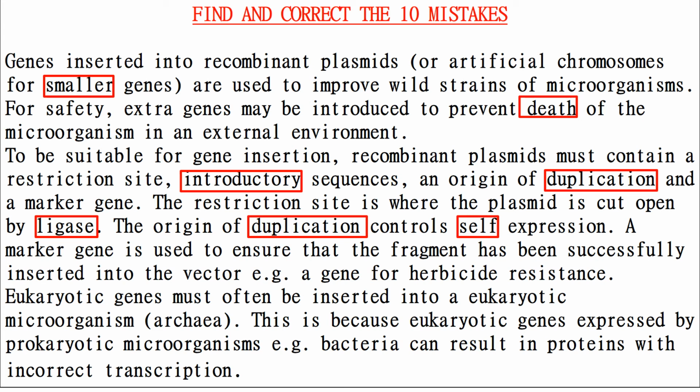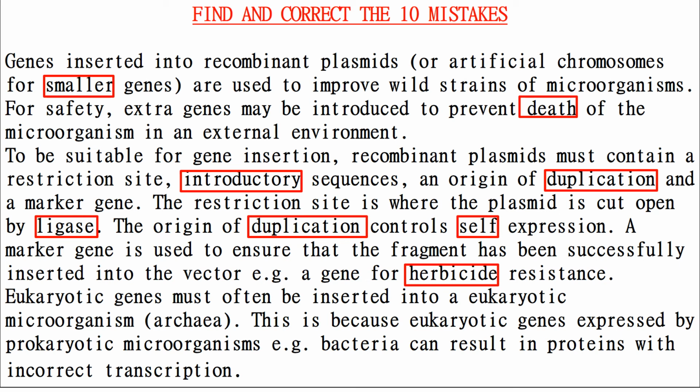A marker gene is used to ensure that the fragment has been successfully inserted into the vector, e.g. a gene for herbicide resistance. So herbicide resistance would mean that you're not killed by weed killer, which is not really for bacteria. What they would want to be resistant to is antibiotics. That should be antibiotic resistance. So we've had 1, 2, 3, 4, 5, 6, 7, 8. So 2 to go.